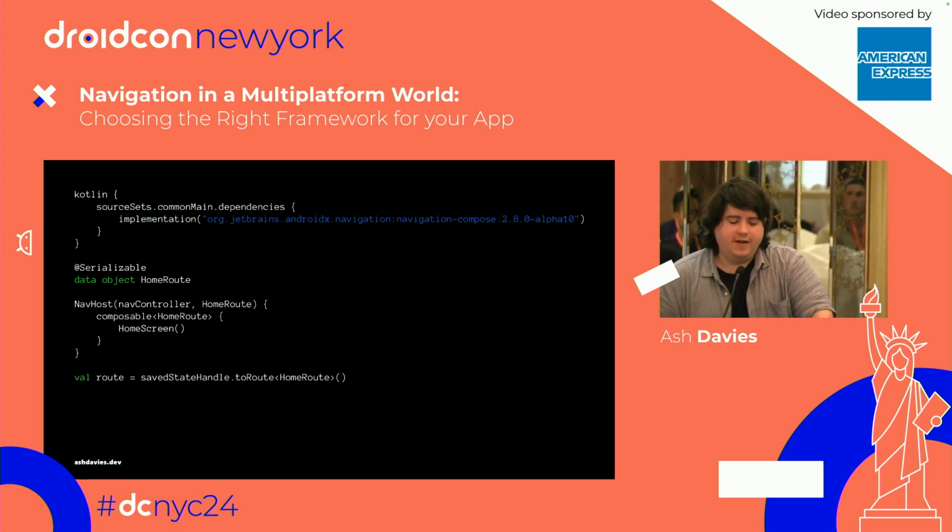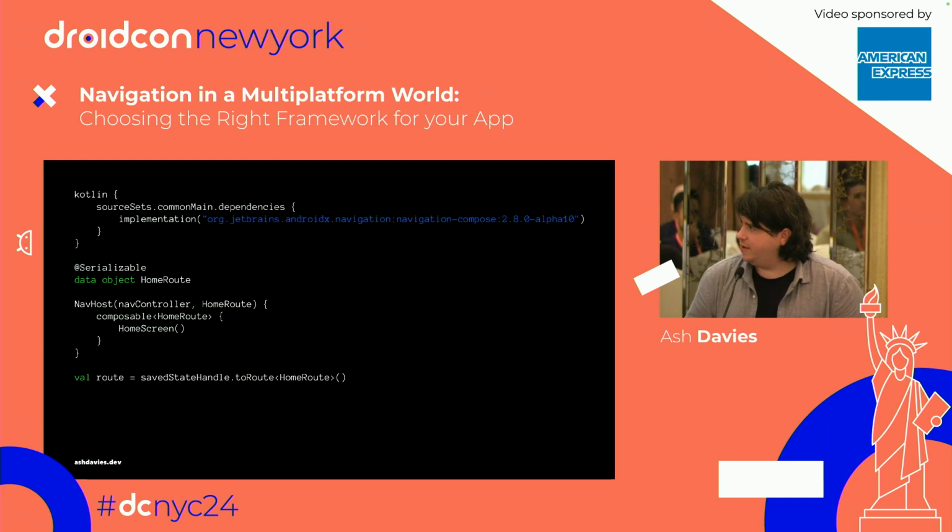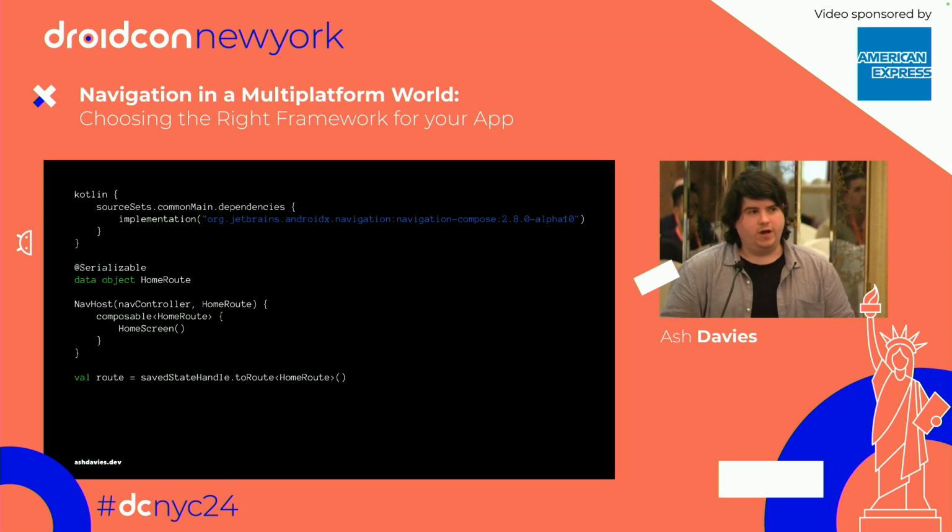So under the alpha artifact, navigation is currently available, which means that you can do something like this with a nav host with a composable home route and home screen there. You can do this in multi-platform. It's now available if you're using this alpha. Maybe you want to wait a little while until it becomes stable, but it's already available for you to start playing with.